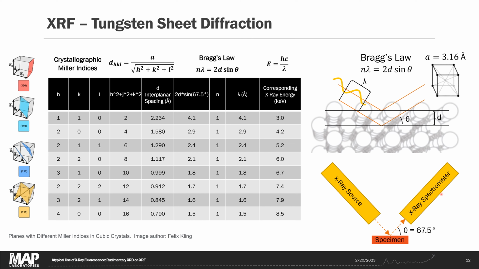In our case, the spectrometer angle here is 67.5 degrees. We can then apply Planck's constant to convert these X-ray wavelengths into the corresponding X-ray energy recorded by our spectrometer.